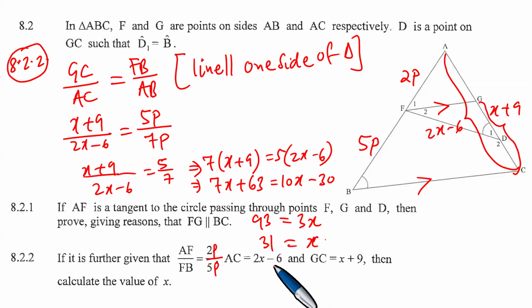Okay, so 31 is equal to x. Now, note that this is very important. The question was to calculate the value of x, and we found x to be 31. So we have answered question 8.2.2, and then we proceed to the next question.